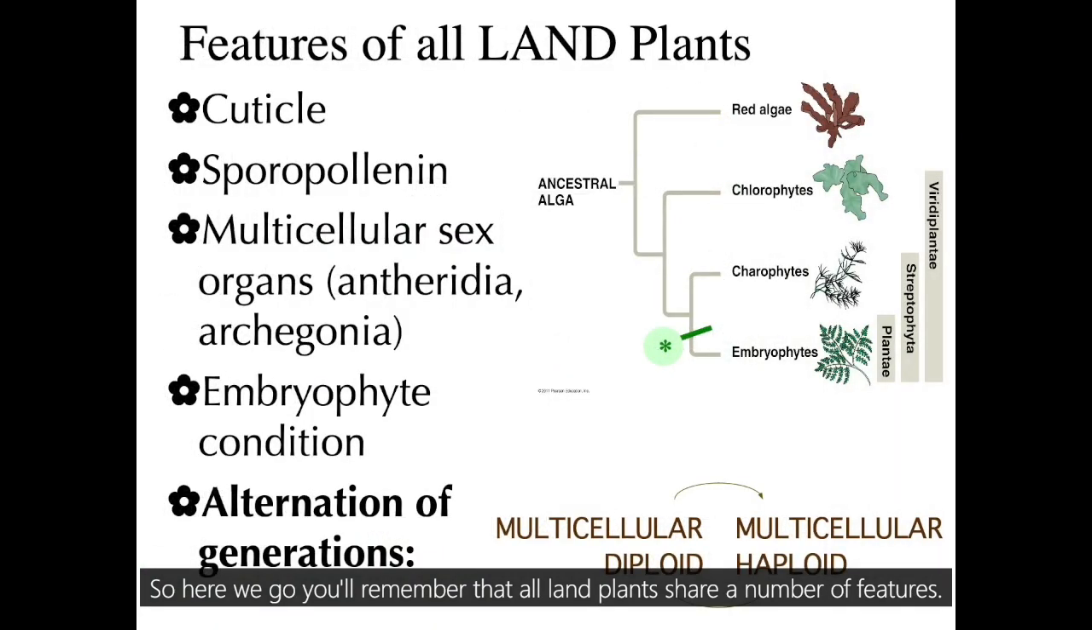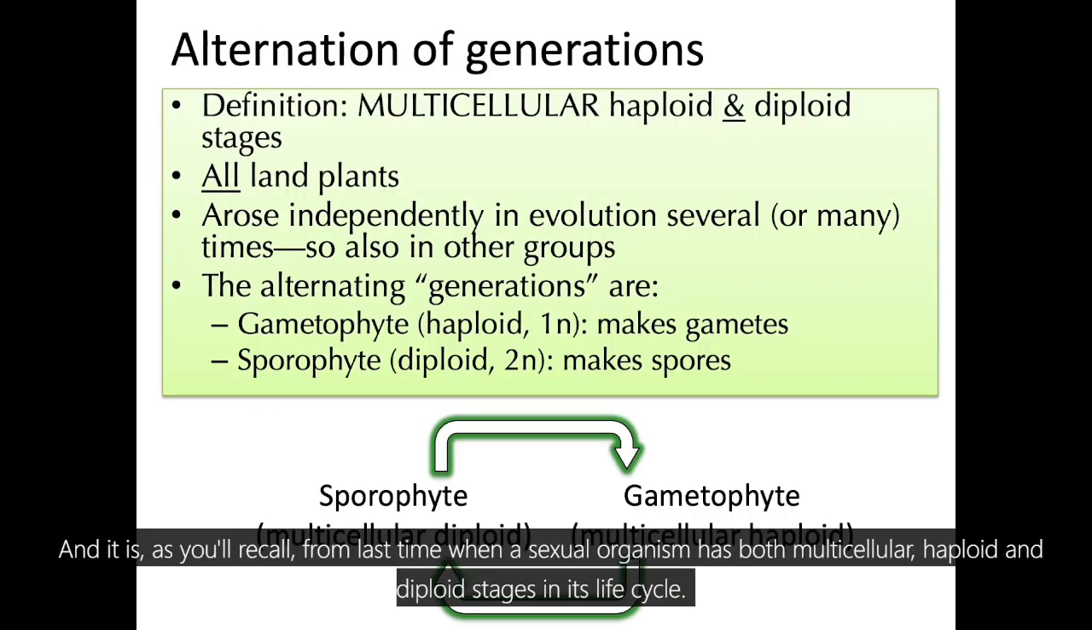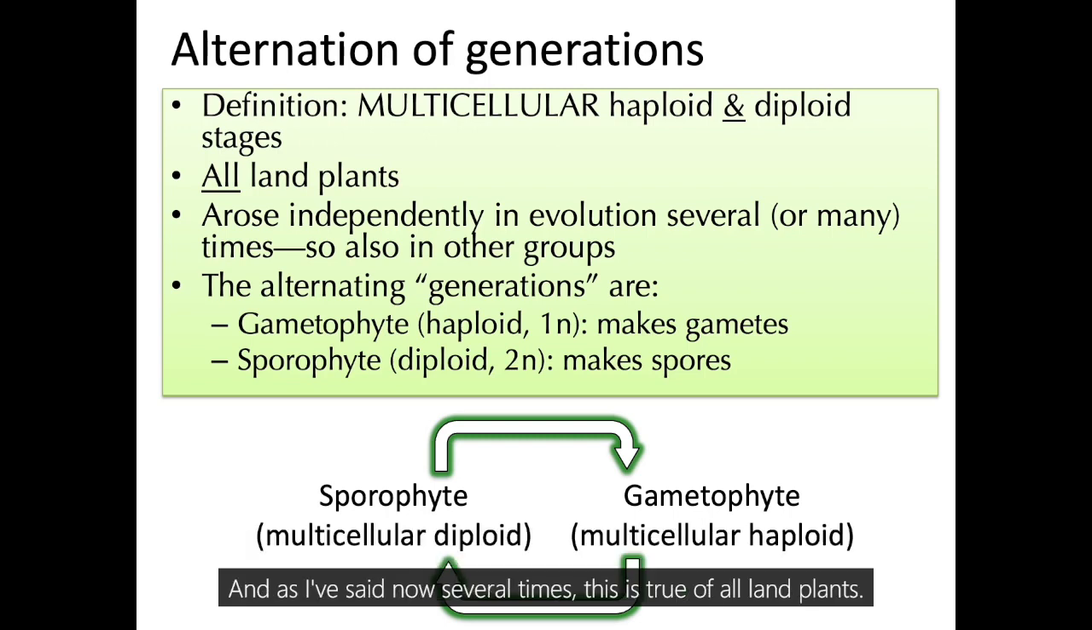You'll remember that all land plants share a number of features, and here they are once again. And the last one is this feature called alternation of generations. And it is, as you'll recall from last time, when a sexual organism has both multicellular haploid and diploid stages in its life cycle. And as I've said now several times, this is true of all land plants.